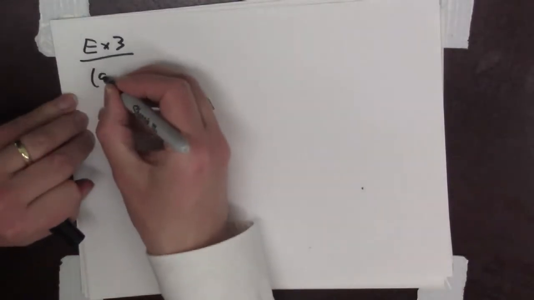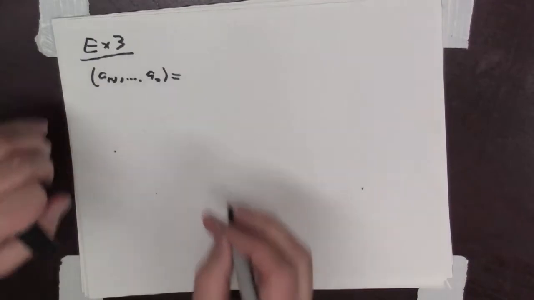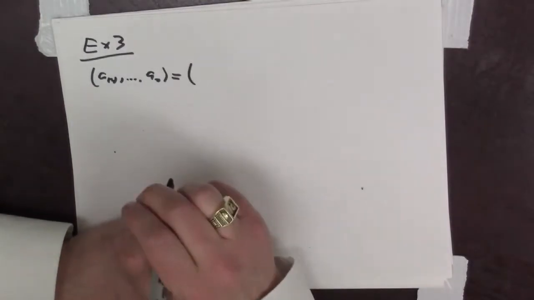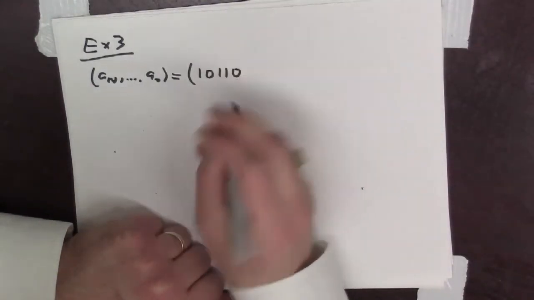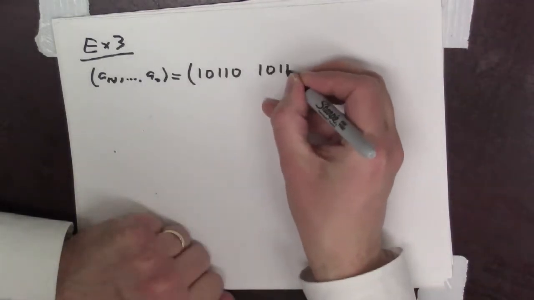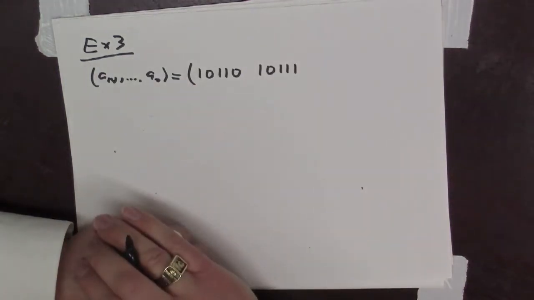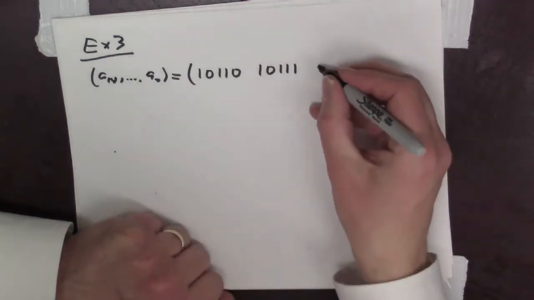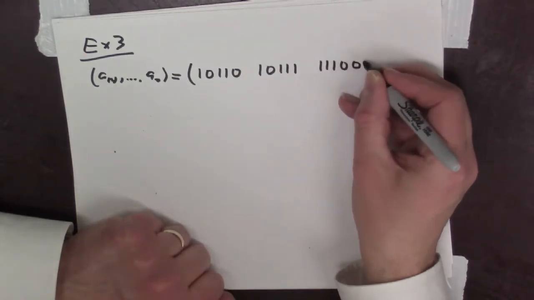So here we're going to receive the bits. Okay, here we go again. 1, 0, 1, 1, 0, these first 5 bits. Then 1, 0, 1, 1, 1. And then we have 1, 1, 1, 0, 0.